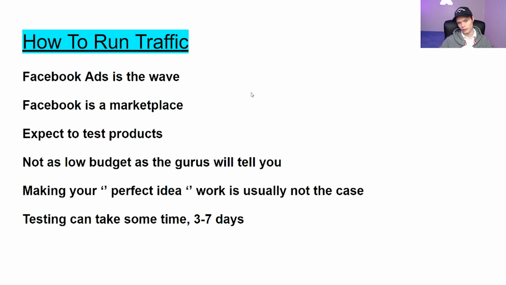I probably tested like 20 products before I got success. If you work with someone who can guide you or knows what they are doing, it's probably going to be easier, and you will have to test fewer products, but still you need to expect to test products, and you should not put emotions into testing products.